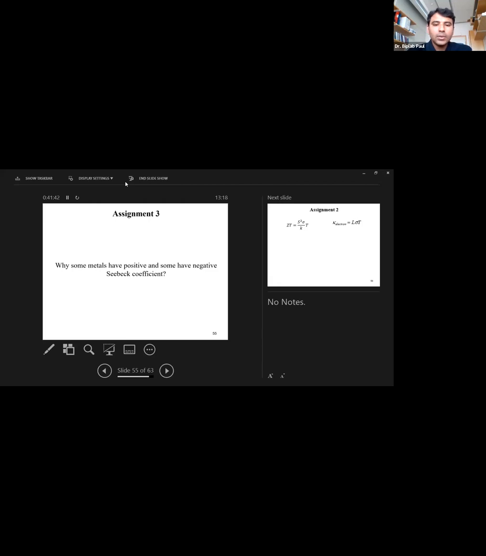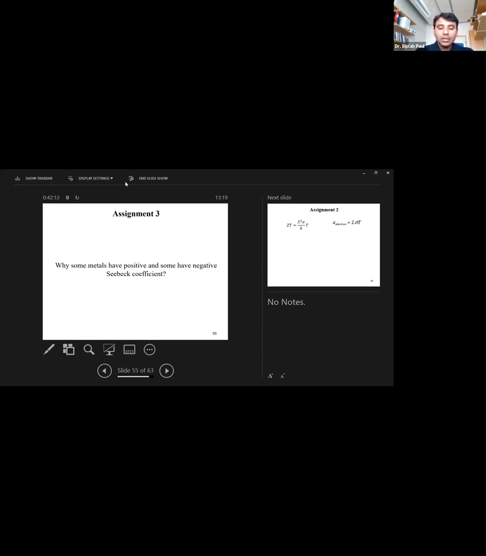I told you that generally in a periodic crystal lattice, charge carriers inside any material system, not all charge carriers take part in the transport process. Those charge carriers near the Fermi level only can take part in the transport process.